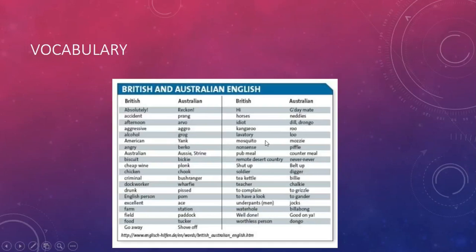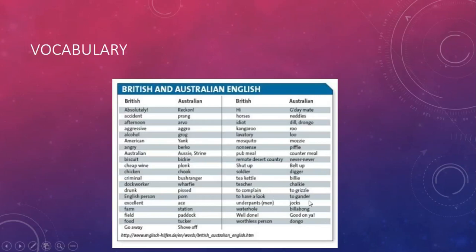It's not kangaroo, first of all. It's kangaroo. Okay. Kangaroo is shortened to roo. Lavatory becomes loo. It's bathroom or toilet. Mosquito becomes mozzie. Nonsense becomes piffle. Pub meal becomes counter meal. Remote desert country becomes never never. Shut up becomes belt up. Soldier becomes digger. Tea kettle becomes billy. Teacher becomes chalky because we always use chalk, right? So you can call me chalky. No, don't. Okay. To complain is to grizzle in Australia.